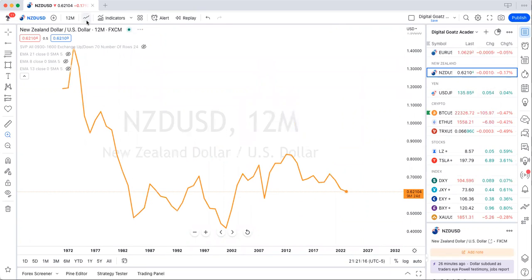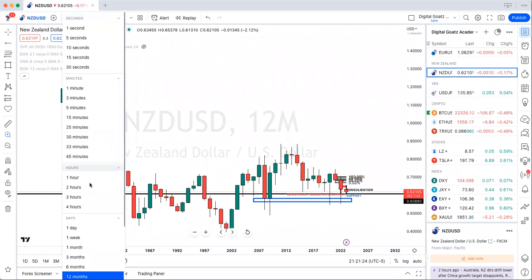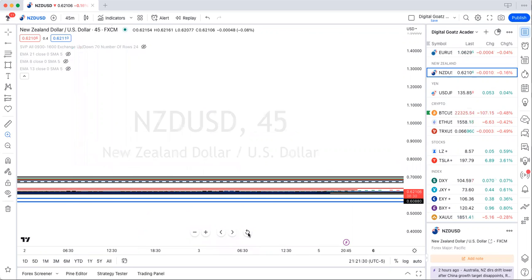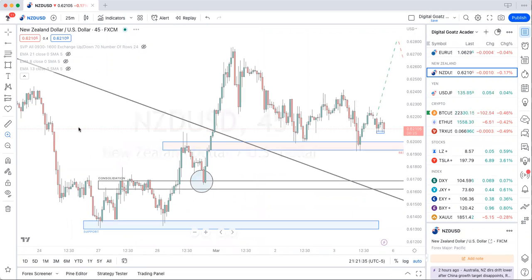All right. Let me see. On the 12 month, it looks crazy bearish, but I think it's going to pop up before it comes down. Everything that I'm looking at, look at this. I want it to pop up before it pulls down.